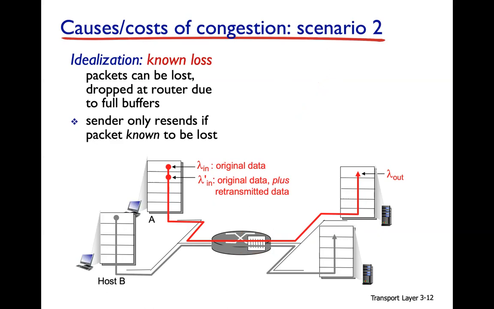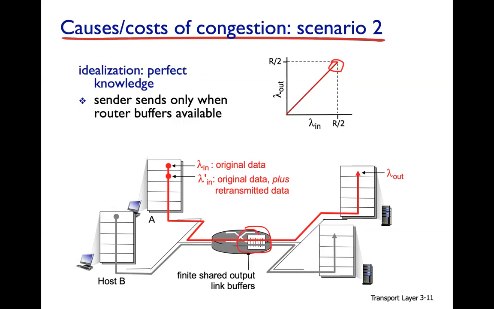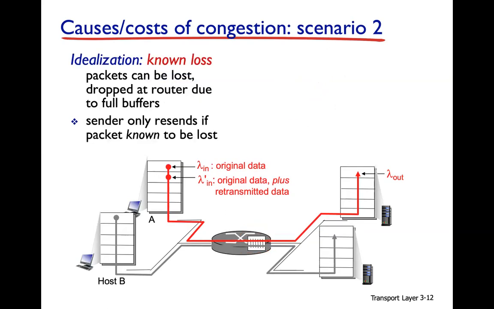But this one is definitely I have no idea about the buffer size. Perfect knowledge is not available for me. So what I will do is, suppose I know loss. So a packet can be lost and dropped at the router due to full buffers. Sender only resends if a packet is known to be lost.